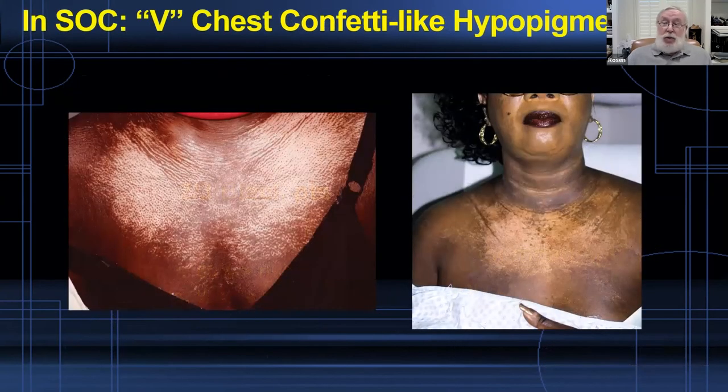In skin of color, one manifestation is this confetti-like hypopigmentation. It usually starts off as a very small spot, and often people think of vitiligo, like the initial manifestations of vitiligo. But when it continues to expand in this confetti-like look, think scleroderma. Start asking about Raynaud's phenomenon, difficulty breathing, difficulty swallowing. Look at the fingers.